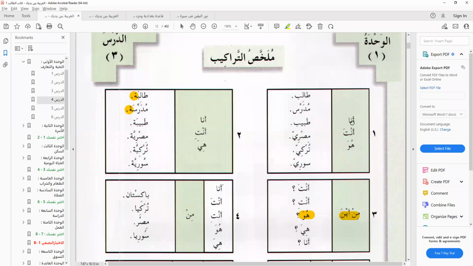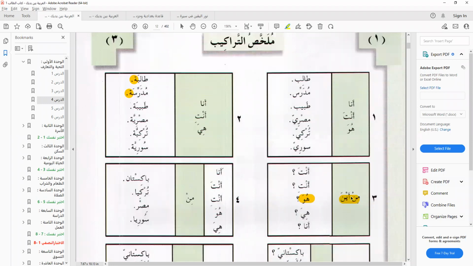So here we had ana. So we said that we can use this. I hope you practice this at home. So ana, you can use ana for any of this category, any of them. So you can say ana talibun, ana mudarrisun, ana tabibun, ana misriyun, ana turkiyun, ana suriyun. And you can as well say anta talibun, anta mudarrisun, anta tabib, anta misriyun, and so on.